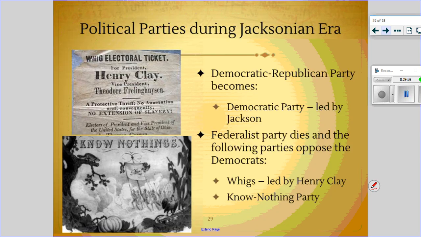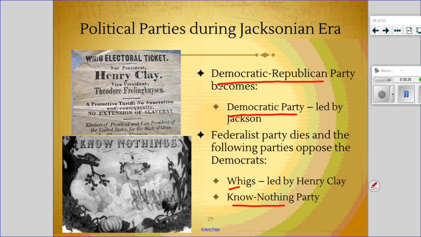All right. Political parties during the Jacksonian era. You've got the Democratic Republican Party, which just becomes the Democratic Party led by Jackson. All right, the Federalist Party is gone, and it's replaced by two opposition parties. You have the Whigs, led by Henry Clay, all right, and then you have the Know Nothing Party. The Know Nothing Party was a nativist party. They were anti-immigrant, all right.